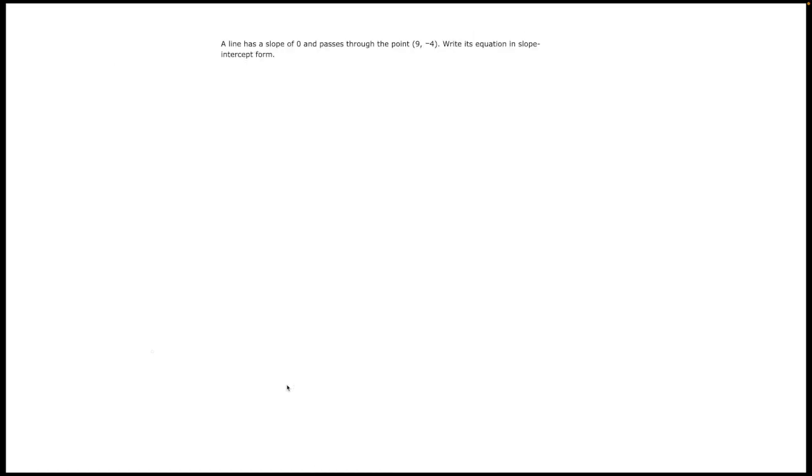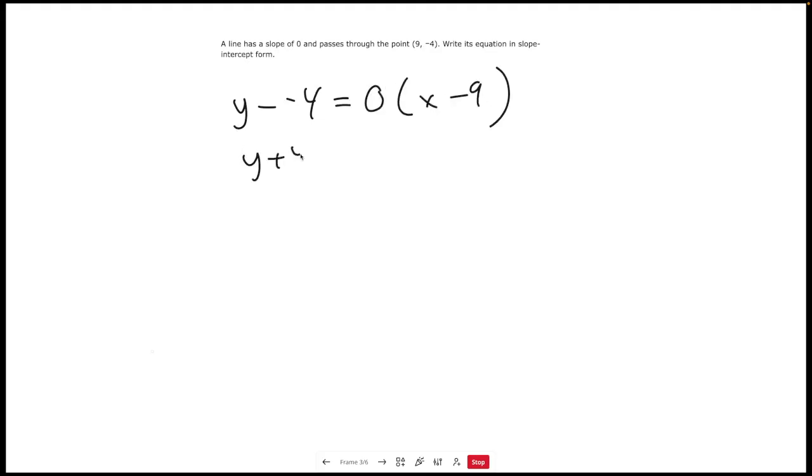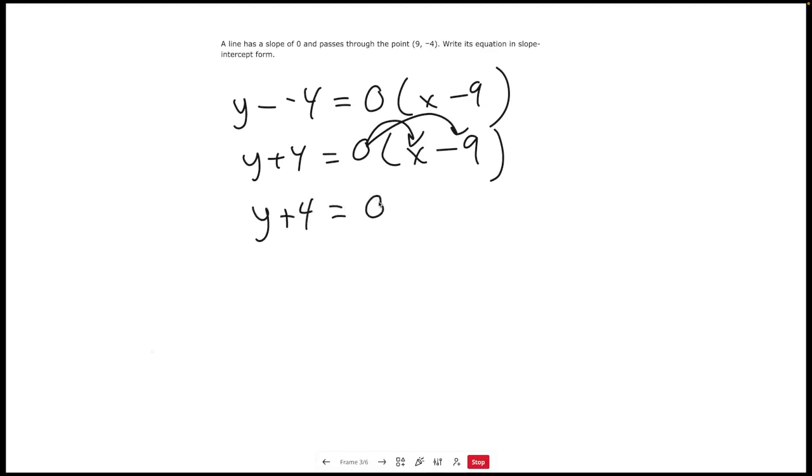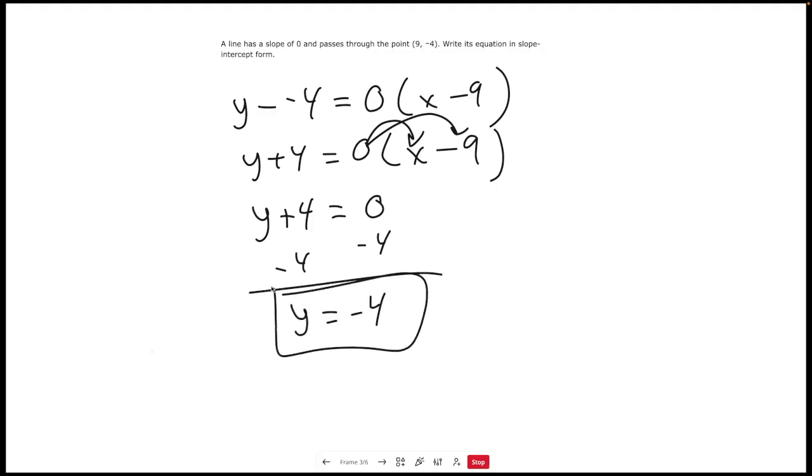All right, for this one, they tell you the slope is 0 and they give you a point. So even though the slope is 0, we're still going to set it up the same way. So we'll plug in our numbers. This becomes y plus 4. And now you're distributing 0, right? So remember that 0 times x is just 0. 0 times -9 is just 0. So 0 times anything is just 0. So now you have y plus 4 equals 0. And we're going to subtract 4 on both sides, and we get y equals -4. And this is our final answer.